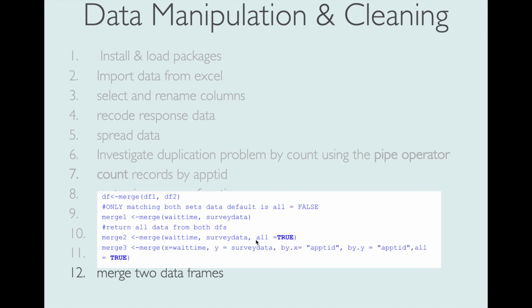If you include all equal to true, that means you will include all the records from both data frames. So if a data frame does not have a certain type of data, you will just leave them as not available. So let's take a look at an example.